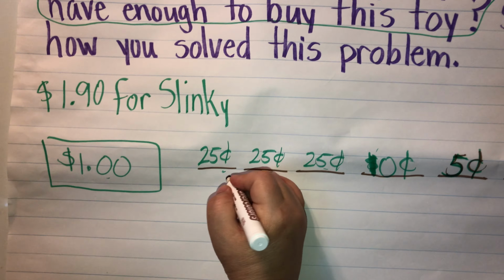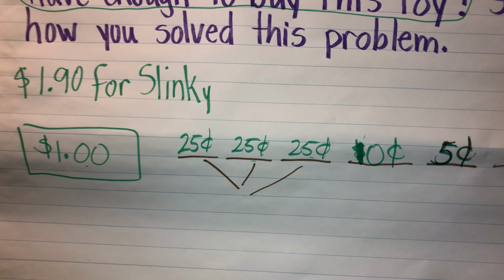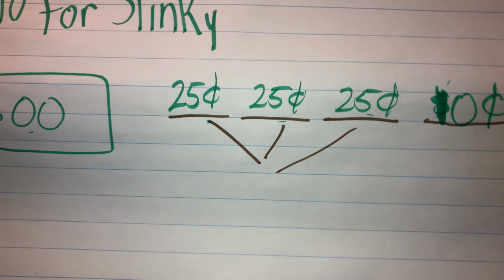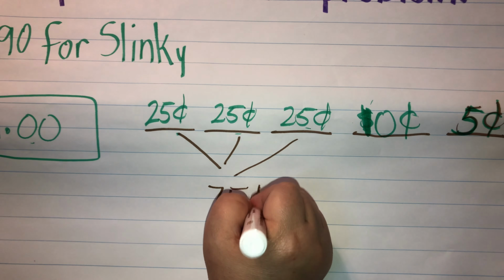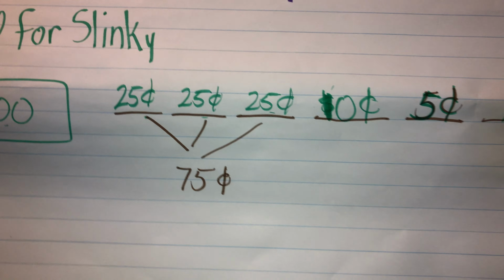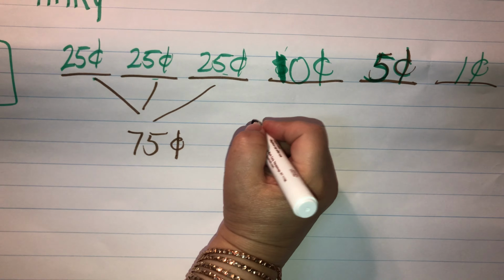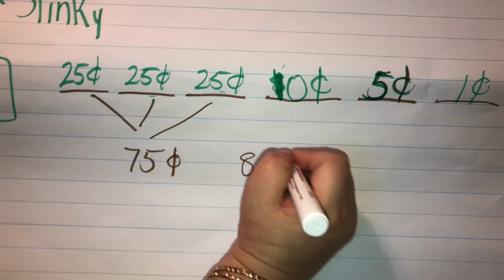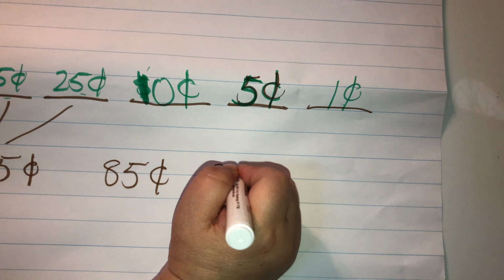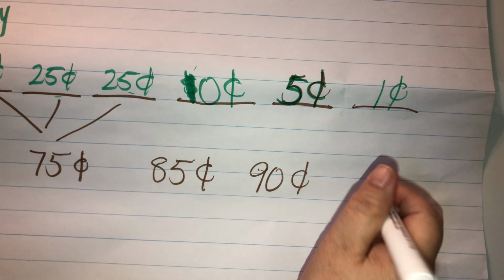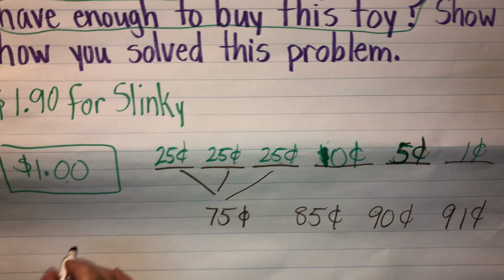Let's start adding our coins. So there's 3/4, and we've talked about that. How much is 3/4 worth? 75 cents. You are right. And now we're going to add our dime to the 75 cents. So we're going to count by 10. 75 plus 10 is 85 cents. Plus 5 cents, 90 cents. And plus 1, 91 cents. So don't forget, he also has the $1 bill.